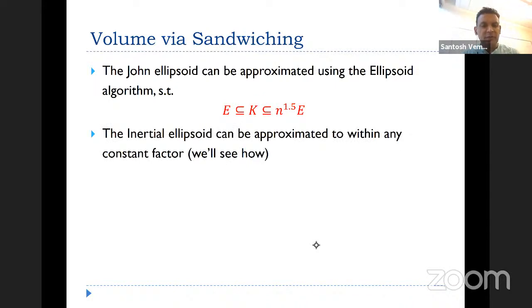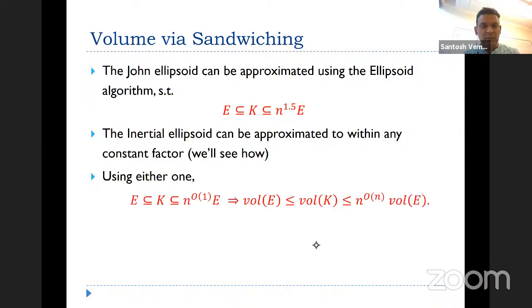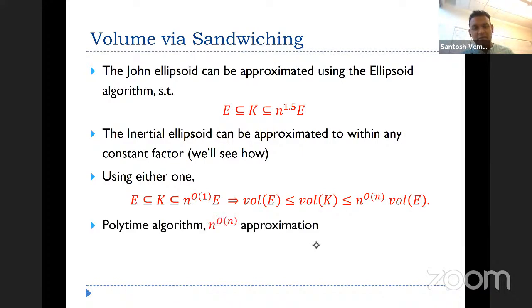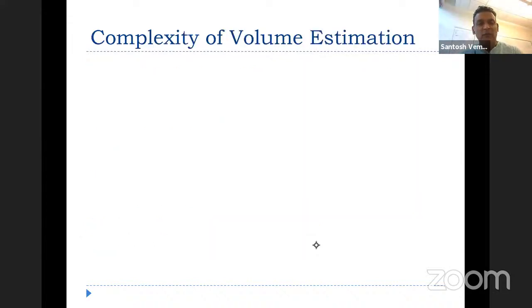This inertial ellipsoid, we can approximate to any factor we'd like, and we'll see soon. Either way, suppose you use the volume of these ellipsoids as your approximation to the volume of the body you're interested in, the factor is still n to the order n, right? It's a polytime algorithm, but the factor went up to n to the order n. Previously, it was exponential in n factor and exponential time if you just do divide and conquer. Okay. So unfortunately, in some sense, you cannot do better.